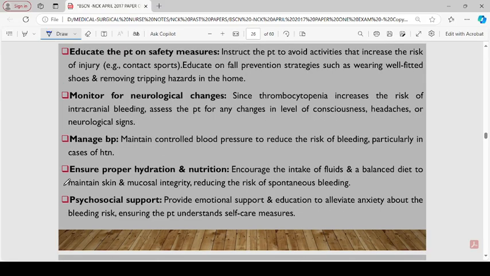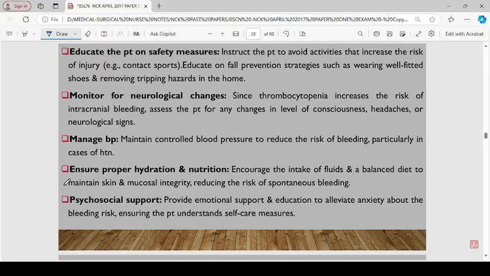You educate the patient on safety measures: you instruct the patient to avoid activities that increase the risk of injury, like contact sports. You educate them also on fall prevention strategies, like wearing well-fitting shoes and removing tripping hazards in the home. You monitor for neurological changes, because thrombocytopenia increases the risk of intracranial bleeding, so you have to assess the patient for any changes in level of consciousness, headache, or neurological signs.